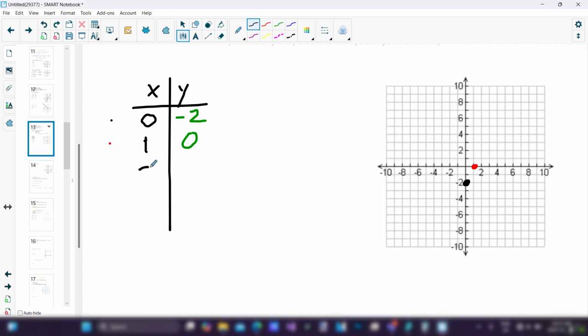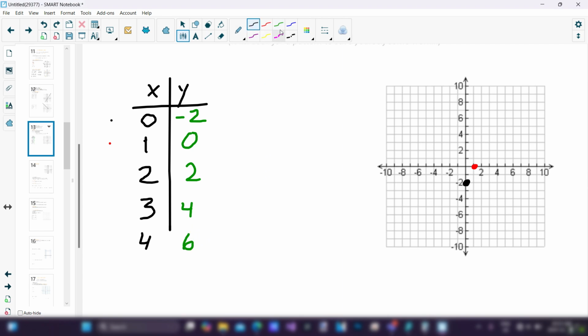If I take 2 as my next x coordinate, what must y have to be? Well, we see the pattern. Minus 2 to 0 means we went up 2. So from 0 to the next step means I also have to go up 2. So 0 plus 2 is 2. So that is the next coordinate. When x goes up by 1, y goes up by 2.